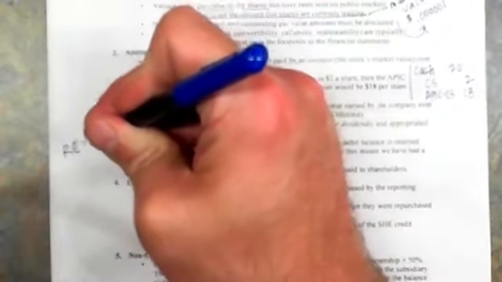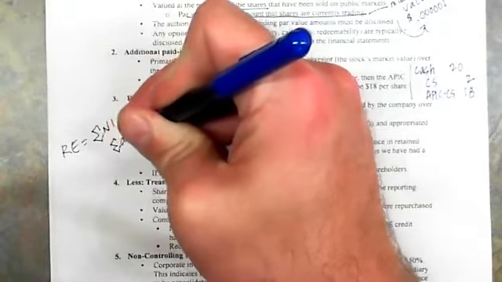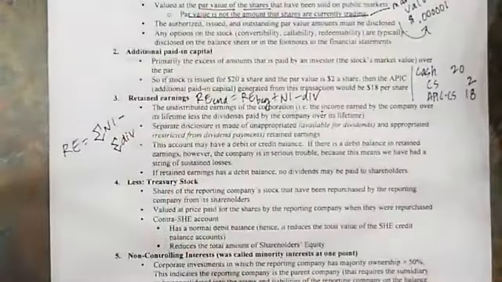Another way of thinking about that is that retained earnings is just the sum of all net income over time minus the sum of all dividends that have been paid over the life of the firm.